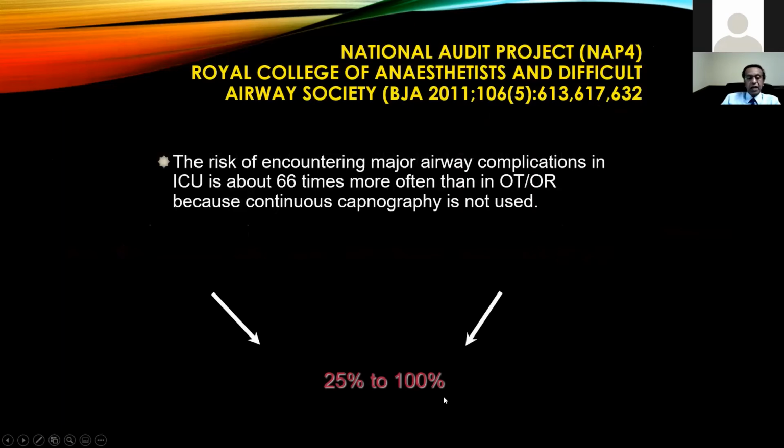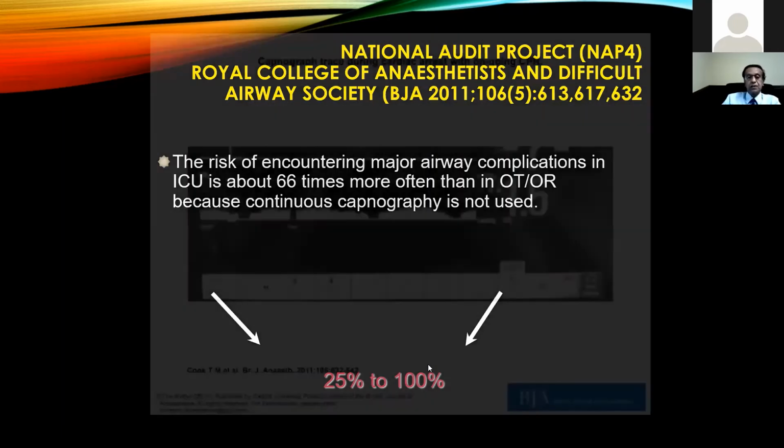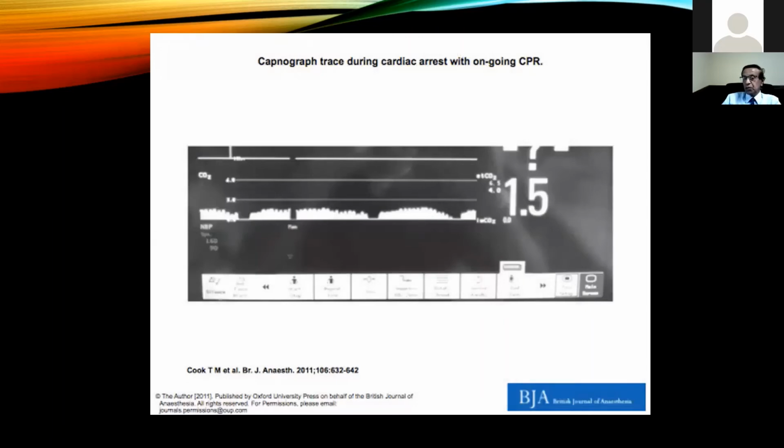Therefore, they advocated the use of capnography, as at that time only 25% of the ICUs used capnography. They wanted to increase it to 100% because the risk of encountering a major airway complication in the ICU is about 66 times more often than in the operating room. And that is why capnography was recommended to be used in all ICUs. And particularly, as we know, the majority of the cardiac arrests in an institution or a hospital occur in the ICUs. And I just explained how capnography is a useful tool during CPR.